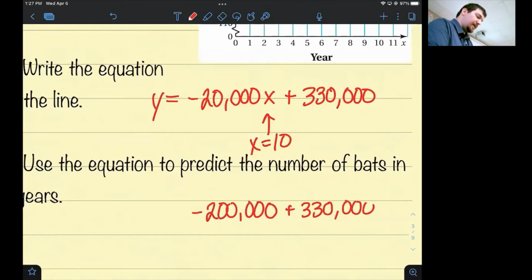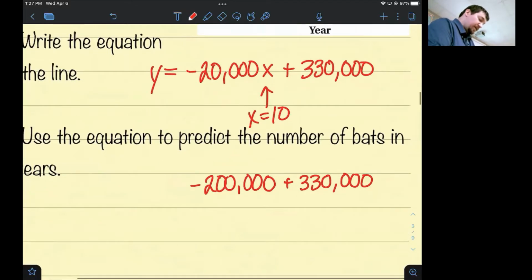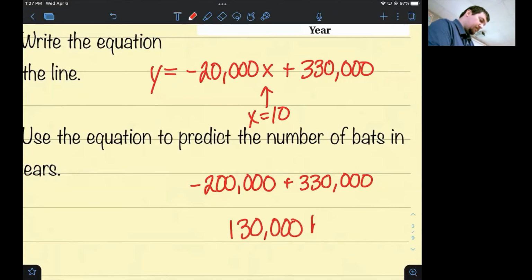Can someone tell me how many thousands of bats that's going to leave us with? Shane? Yeah, we can predict that there would be about 130,000 bats if that trend continues. Is it going to continue? Well, we're not sure. It's 3 years in the future, but we're just going to go off these predictions.